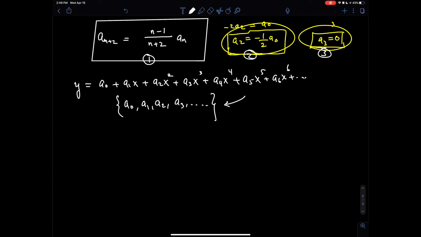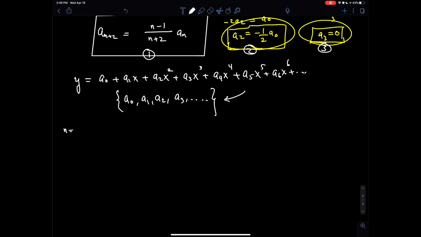Okay, so let's see. I already know what a2 is. It's minus 1 half a naught. I know what a3 is. It's 0. So if n is equal to 2, I'll have a4 equals 2 minus 1 over 2 plus 2 times a2. Okay, 2 minus 1 is 1, 2 plus 2 is 4, a2 is minus 1 half a naught, so I'll get a4 equals minus 1/8 a naught.